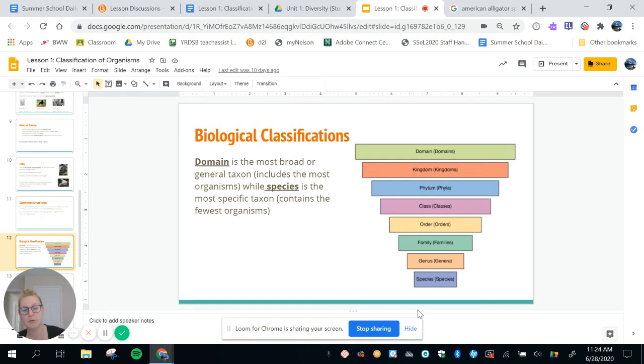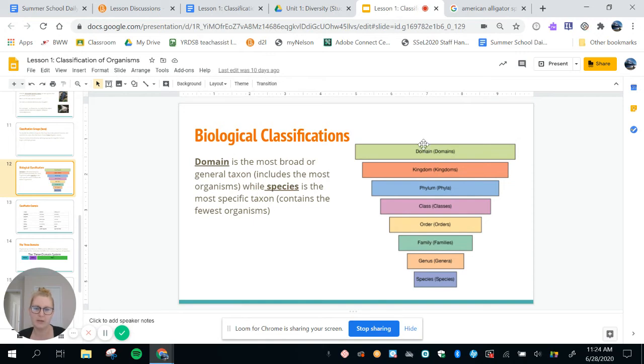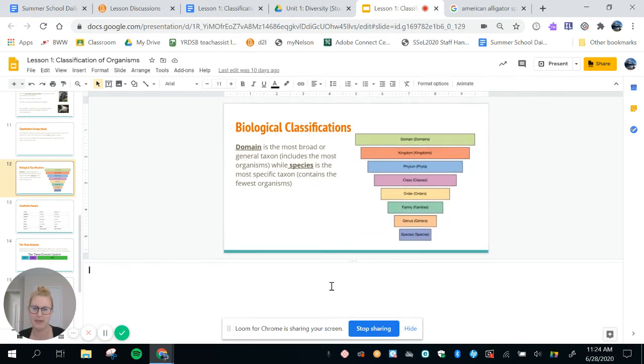As I move down this pyramid to species, that includes very few members. So if I'm thinking of plants, there's many, many types of plants. But if I focus just on one type, let's say pine trees, that is a very small number of members. That's a very small number of organisms. So with this, I have a little trick to remember the order. I'm going to write it in here for you if you'd like it. But if I want to remember the order, domain is the broadest, species is the most specific.